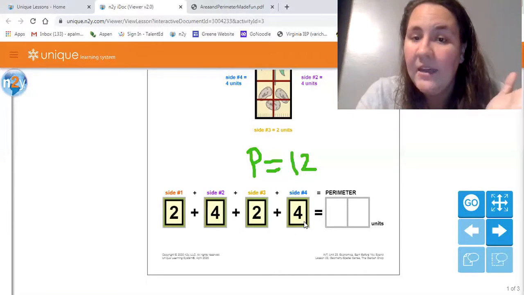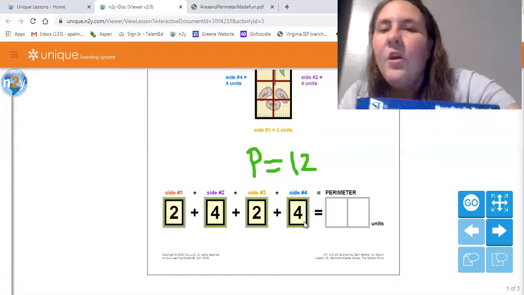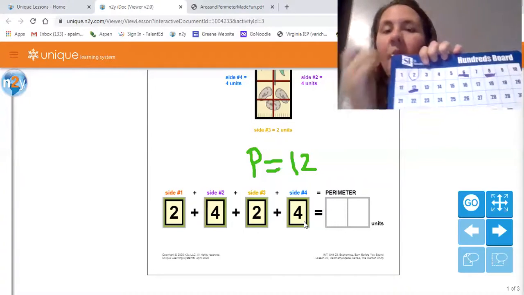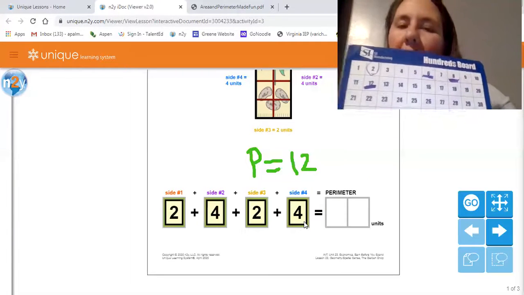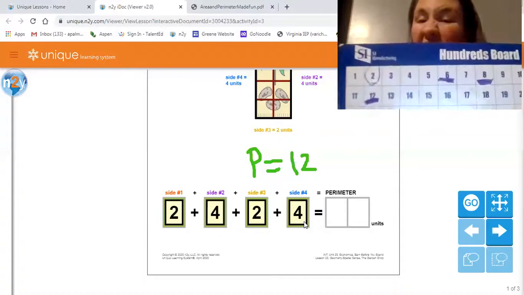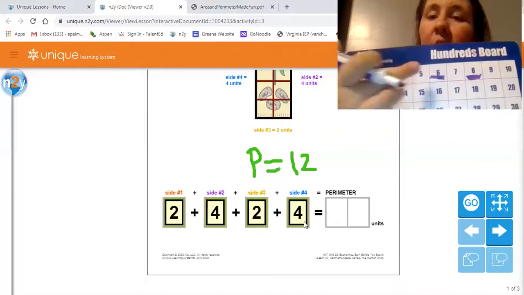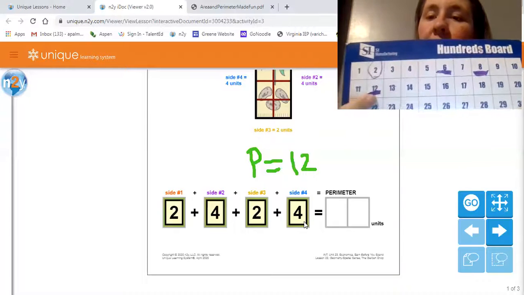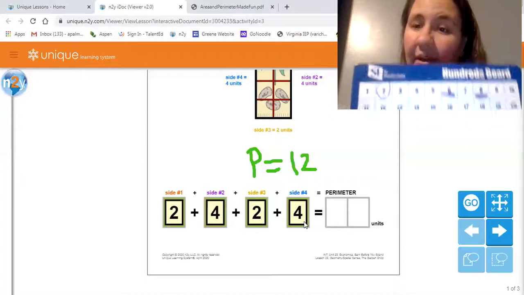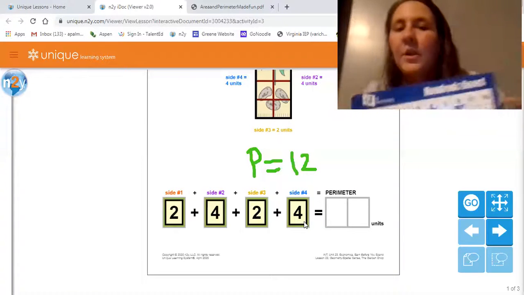Am I done? Did I make it? Yeah, I got all 4 of my sides, and you can check yourself if you see how many sides you have, and your shape is 4, and you should have 4 spots on your hundreds chart to make sure you got all your sides. So I have 1, 2, 3, and 4, okay? That's how you check to make sure you got all your sides added up. So I landed on the number 12.